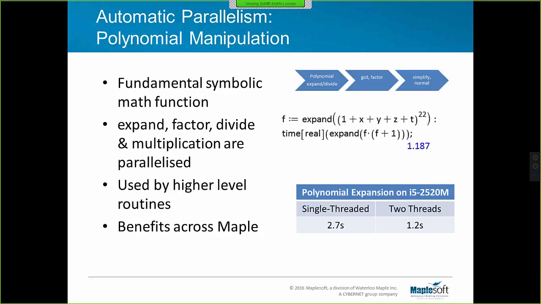Let's talk about polynomials. They're a fundamental building block of many computer algebra algorithms. Maple automatically parallelizes polynomial multiplication, division, factorization, and expansion. These are frequently used by higher level routines such as the GCD and factor functions, which in turn are used by even higher level routines such as normal and simplify. This means the benefits of fast multi-threaded polynomial manipulation stretches across Maple, even if you're not directly manipulating polynomials.